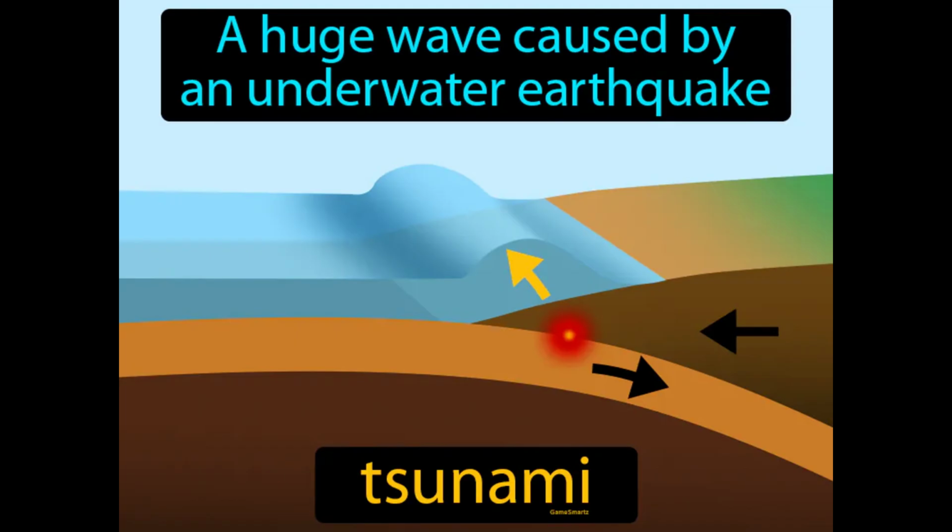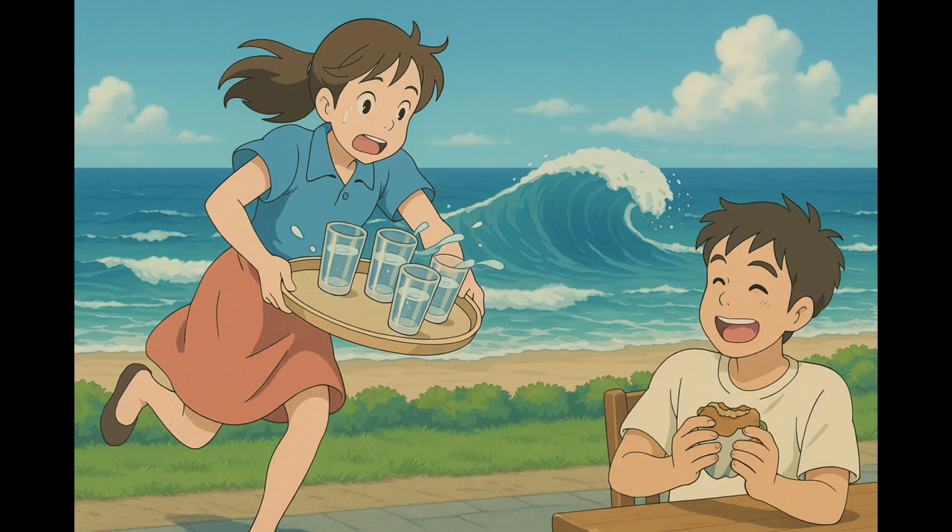A huge wave caused by an underwater earthquake. Tsunami. A tsunami is a series of large ocean waves created by the displacement of water, often due to underwater earthquakes. Imagine you're carrying a tray full of water glasses, and you suddenly trip over a small bump in the floor. Just like the water in the glasses might spill over the edge due to the sudden jolt, a tsunami occurs when an underwater earthquake displaces a large amount of water.